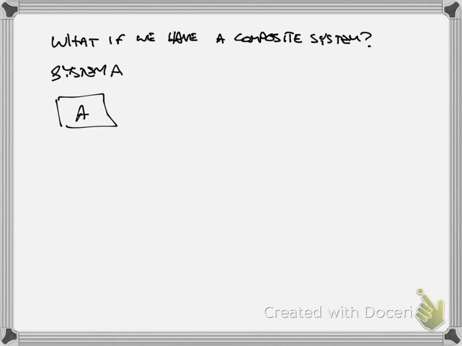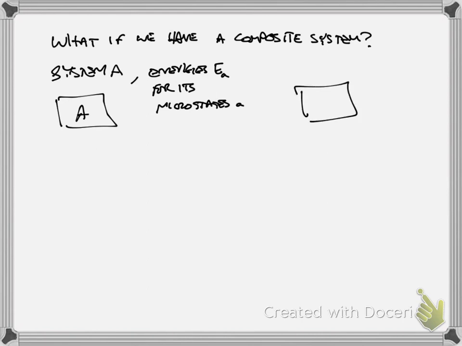over here, right, and it has energies, maybe E sub little a, we'll just label them that way, right? And then, for its microstates, which are labeled by little a, and then I've got the also creatively named system B, which has energies of its microstates, see where I'm going with this, labeled by little b, E sub b, right? And you can ask what happens if I combine the two systems.